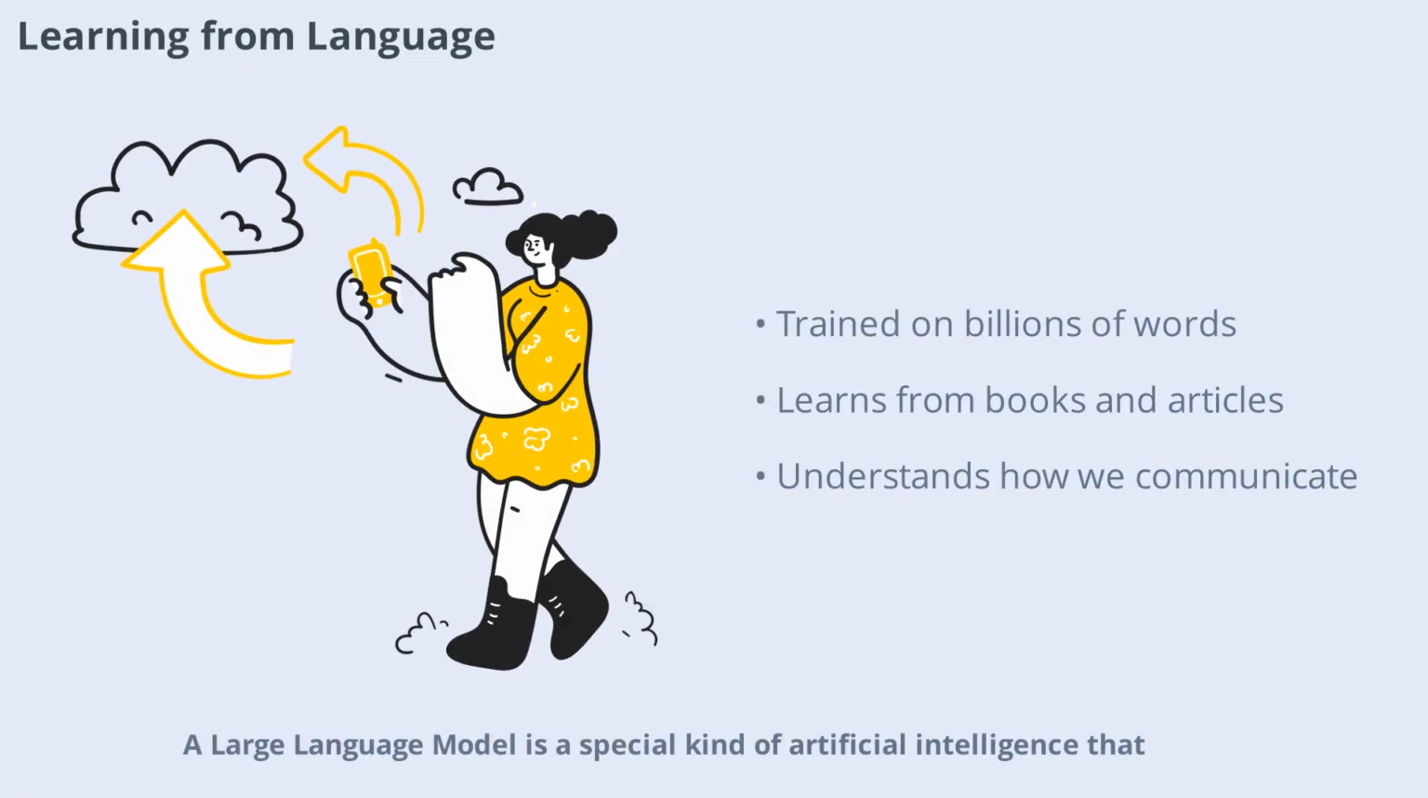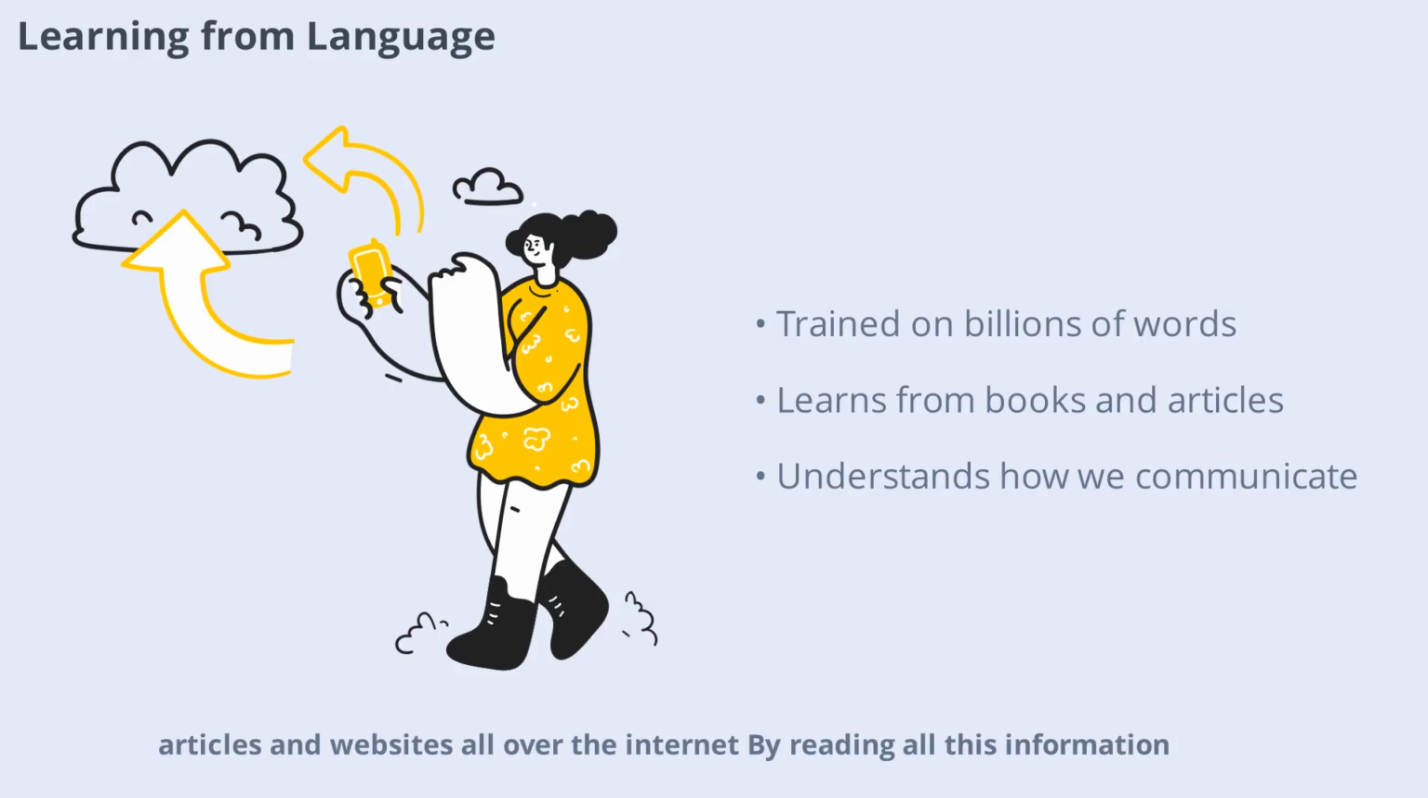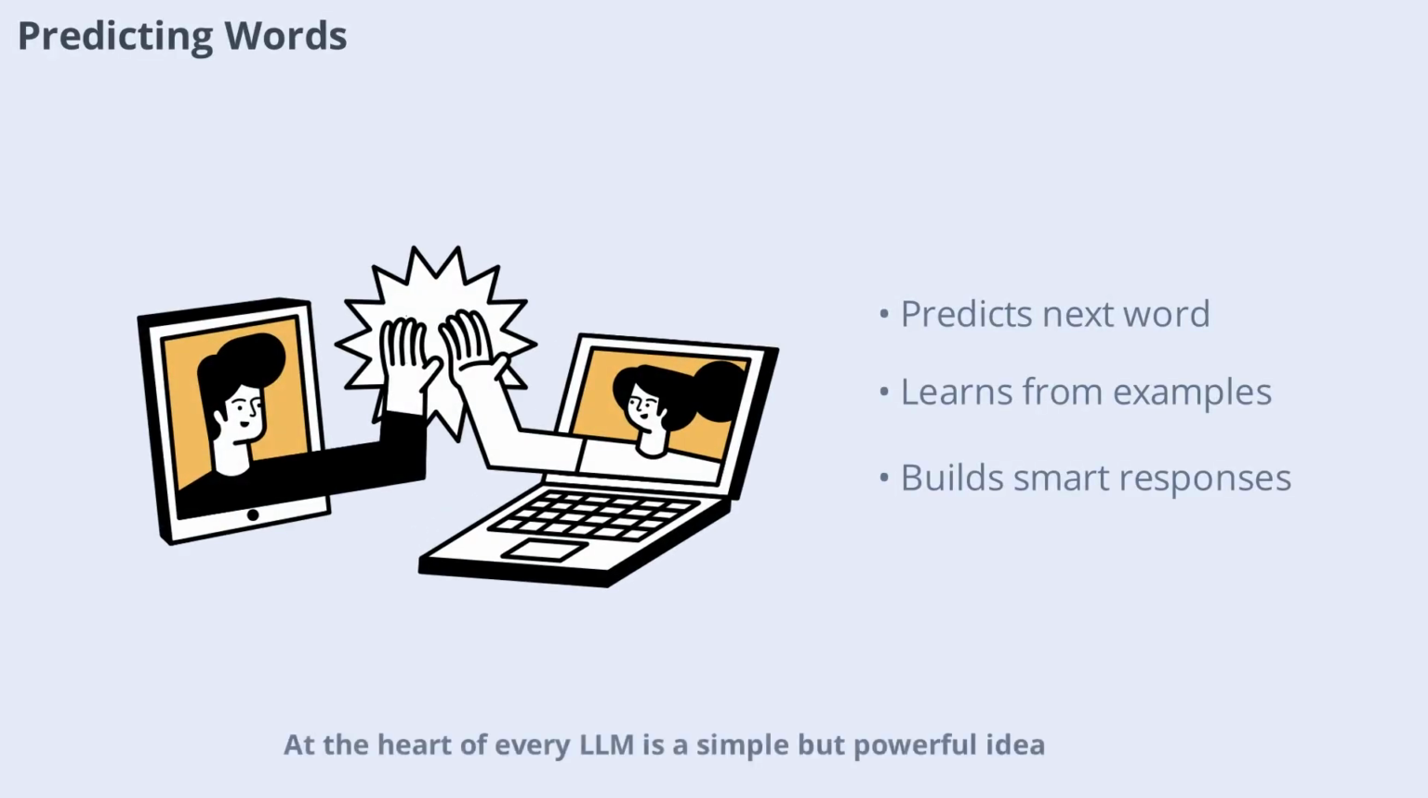A large language model is a special kind of artificial intelligence that learns from a massive amount of text. Think billions of words from books, articles, and websites all over the internet. By reading all this information, the LLM starts to understand how language works, how we form sentences, how we express ideas, and how we communicate with each other. It's like giving the AI a giant library and letting it read everything inside. The more it reads, the better it gets at understanding and using language, just like a person who reads a lot of books.